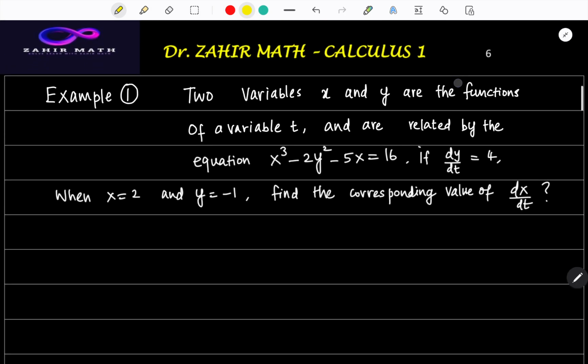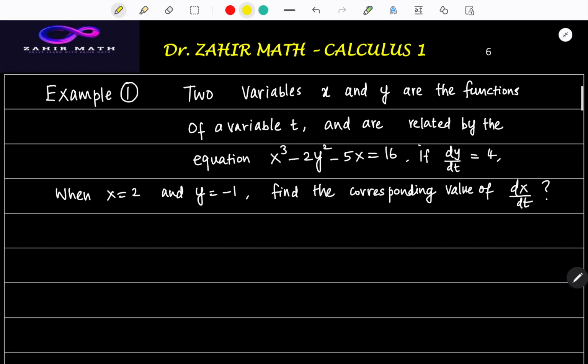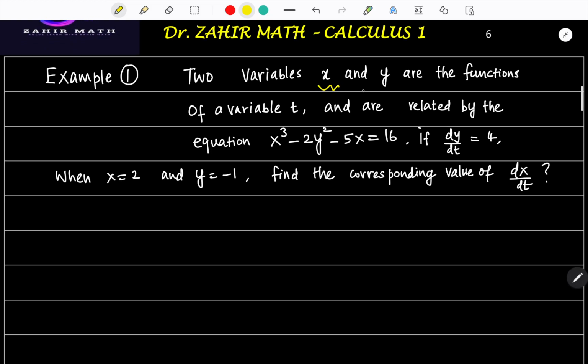Okay, right. Let's go to the next question. Two variables x and y are functions of t. That's meaning what?